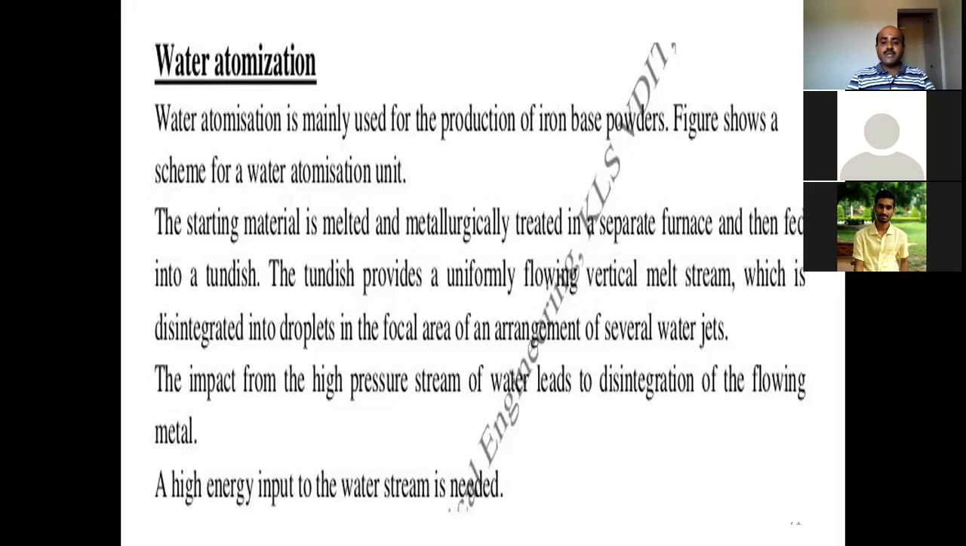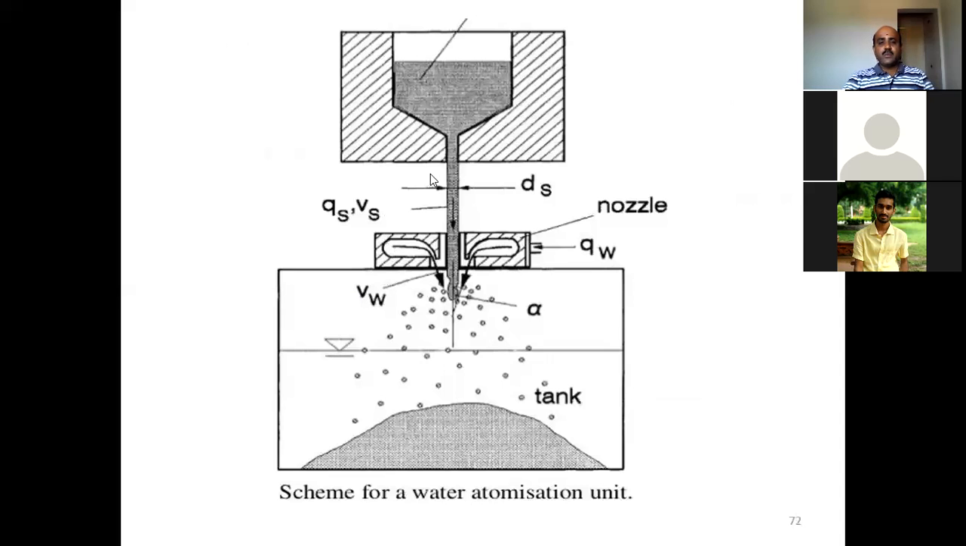The impact from the high pressure stream of water leads to the disintegration of the flowing metal. A high energy input to the water stream is needed. Here the starting material is melted and metallurgically treated in a separate furnace, so the process remains the same. Before we start atomization, the melting has to be done, and it needs to be metallurgically treated, and then it is fed to the tundish.